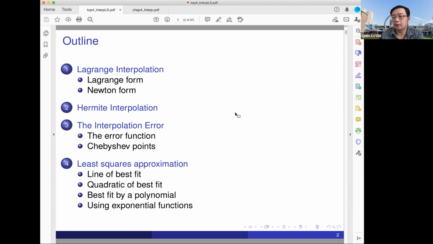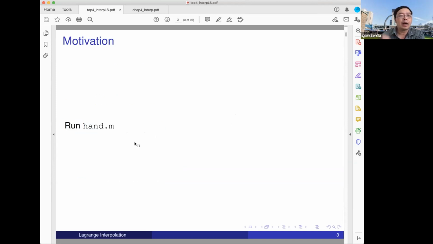And then later on, after we study interpolation, sometimes you cannot have a curve that fits the data exactly. Then we have least squares approximation. So that is the last part of the whole chapter. So I did this one already. I just traced through my hand, and you saw the interpolation process in practice.